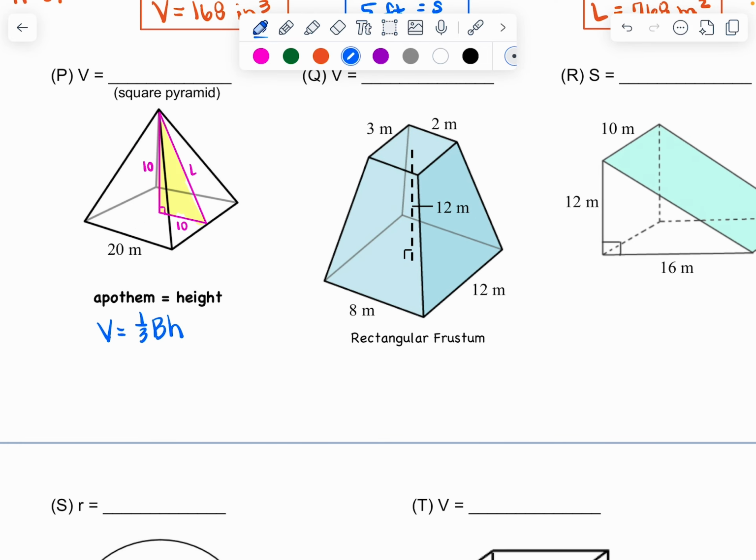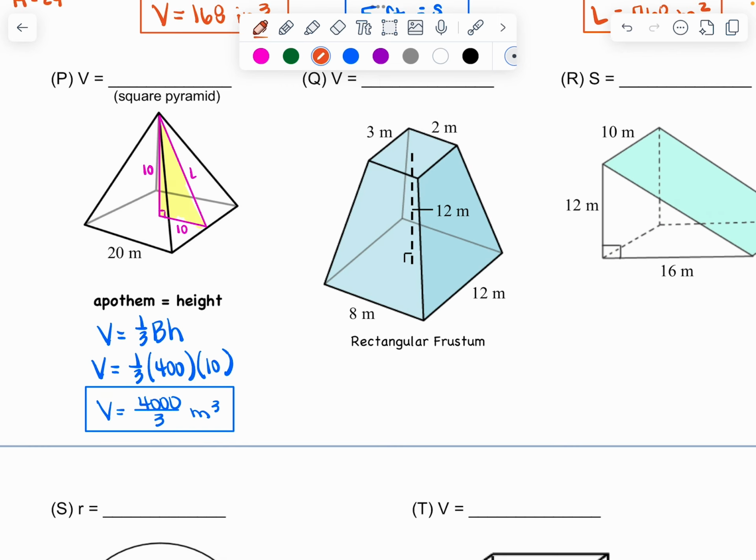So that little clue is just kind of helping you get 2 pieces of information that are not labeled in your picture. Okay? And now you should be able to do the volume pretty quickly here. So it's going to be 1/3. Clearly the base is a 20 by 20 square, so that's going to be 400. And then the height is 10. Now 400 times 10 is 4,000, and that is not divisible by 3. So I'm just going to leave my answer exact as an improper fraction, 4,000 thirds cubic meters.